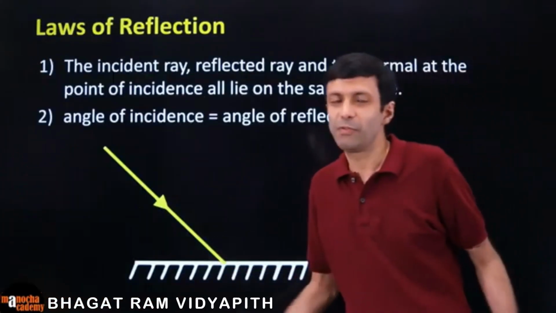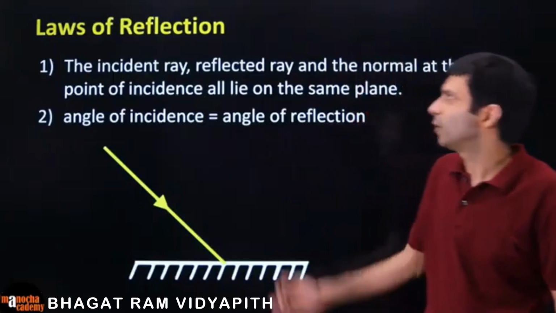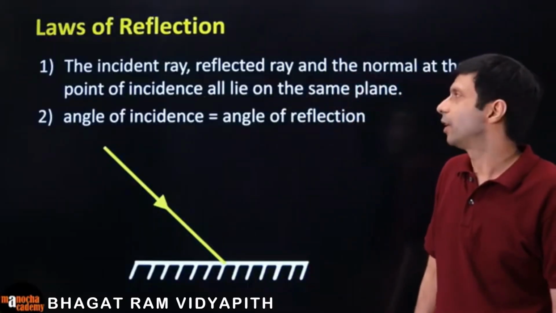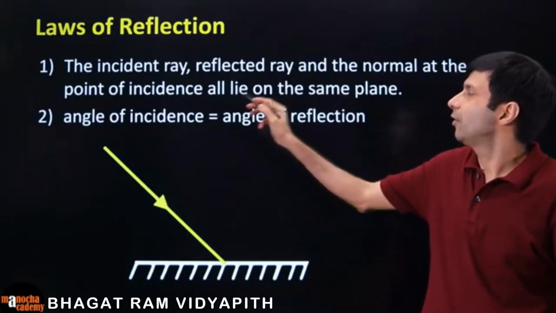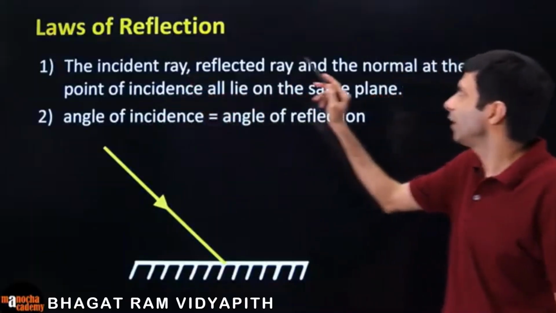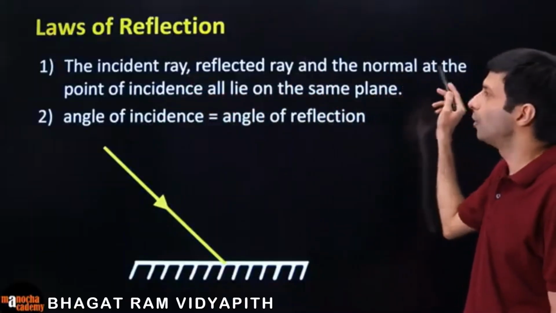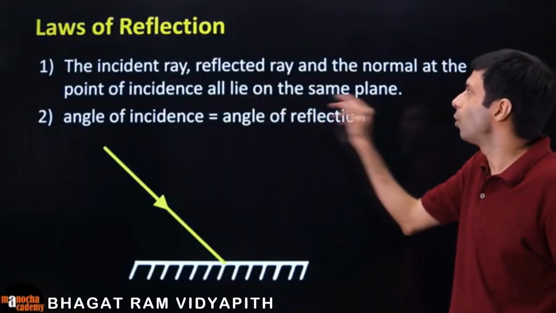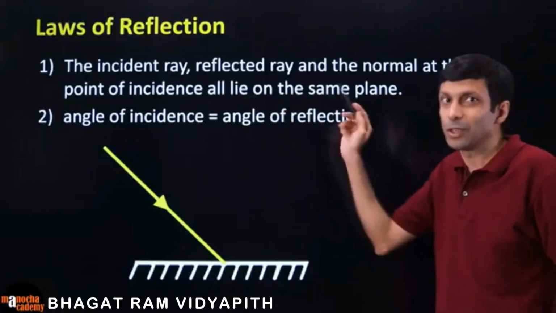So remember the laws of reflection. You have studied this in the lower classes as well. What are the laws of reflection? There are 2 laws, right? First law and second law. The first law says the incident ray, the reflected ray, and the normal at the point of incidence all lie on the same plane. The first law is the little difficult one.